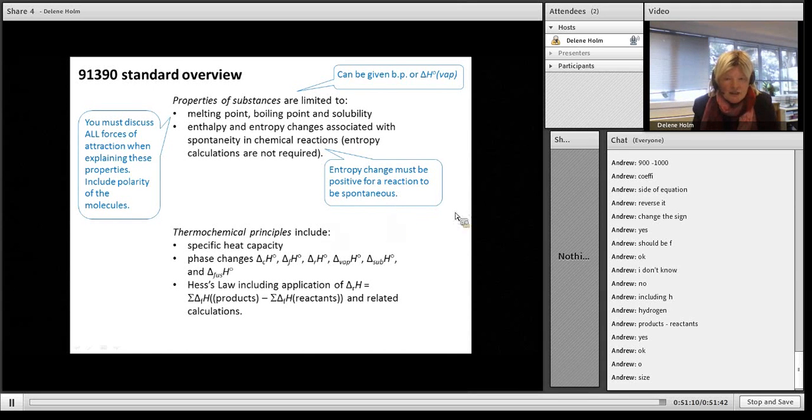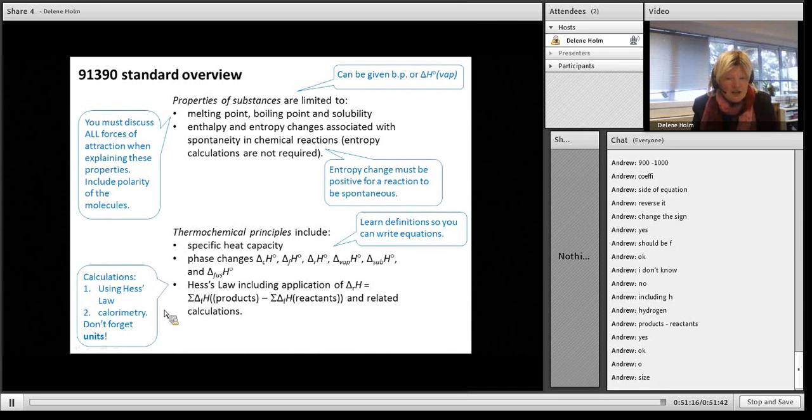And then what we did in this lesson and last lesson is the definitions. Remember, there are two types of calculations: the Hess's Law one, short version or long version, and then of course the calorimetry one, which we covered in the last one. So whenever you see a specific heat capacity, you know you're talking about calorimetry. And then, as I say, the final thing is don't forget the units.